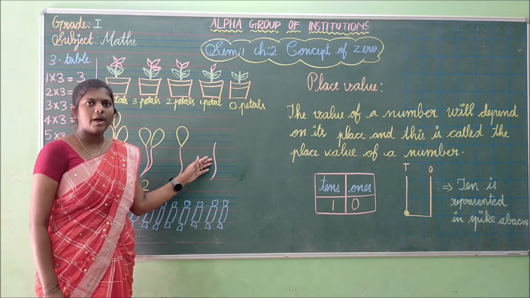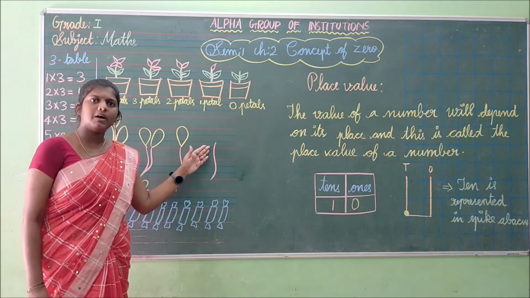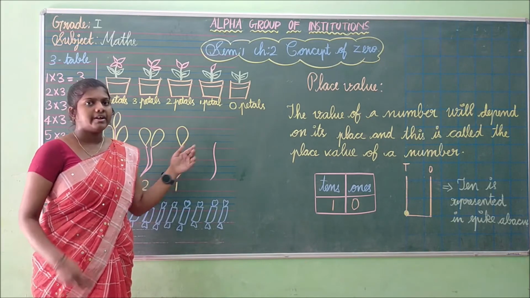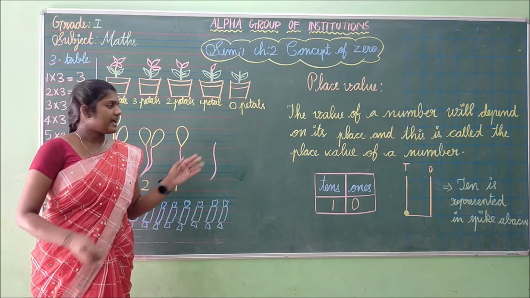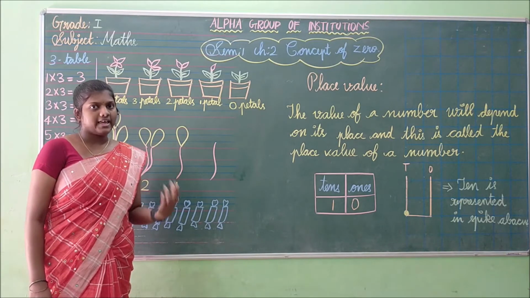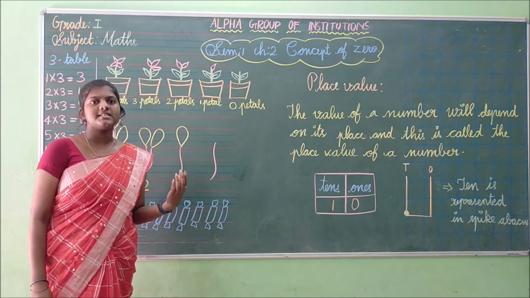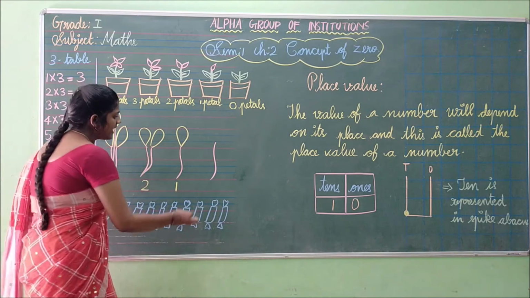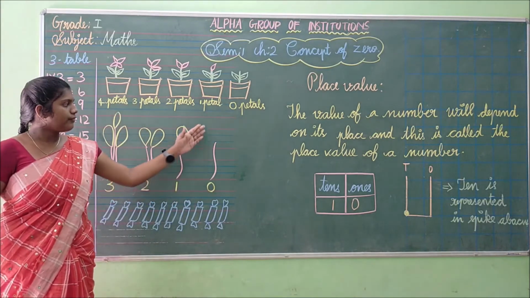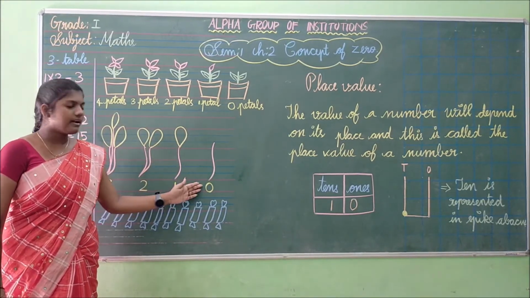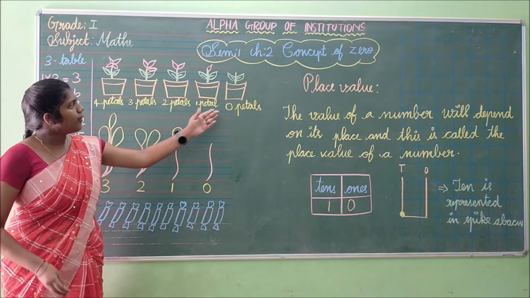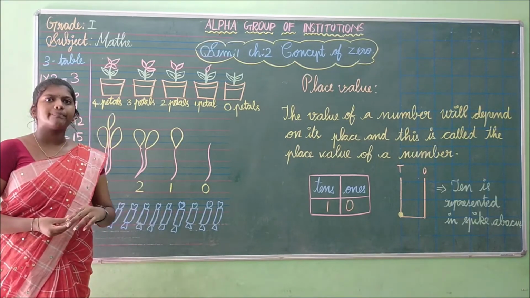Then see the last one. Do we have any balloons here? Here how many balloons are there? There are no balloons. If there are no balloons, how can we represent it? Yes, we are going to represent it as 0. Okay children? See here, I am going to write 0. If we don't have any balloons, we can represent that as 0. Okay children? Now do you understand the concept of 0?